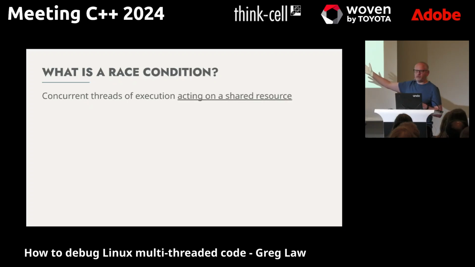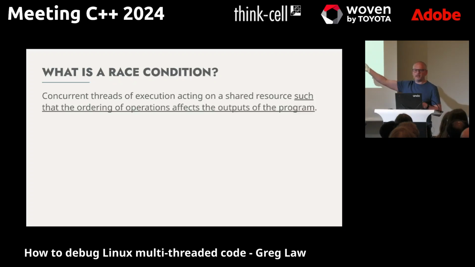Acting on some shared resource. It might be a piece of data, it might be a piece of shared memory, or, like in the previous example, it might be the file system, any kind of shared resource, so that the ordering in which those concurrent threads access that resource affects the output of the program. So I've got these two threads, or two processes, or whatever, A and B, both accessing this thing, and they're in a race. Whichever wins the race matters, and we're going to get different results.